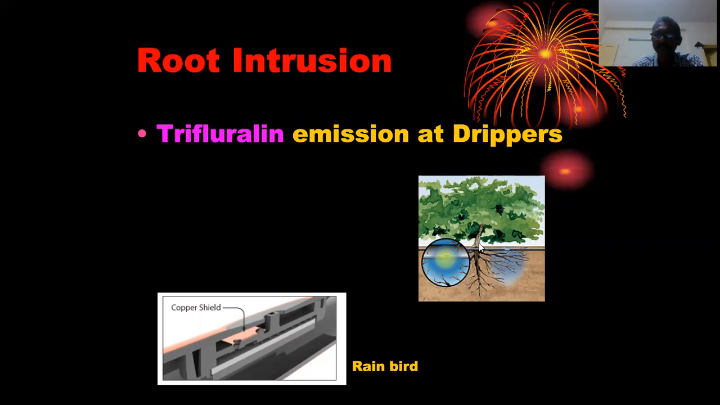And recently, one company called Rainbird has invented a dripper with a small copper sheet at the exit of the dripper. What this copper shield does is, when roots try to go into the dripper and hit the copper shield, they get burnt. So that is one of the newest technologies used for preventing root intrusion.